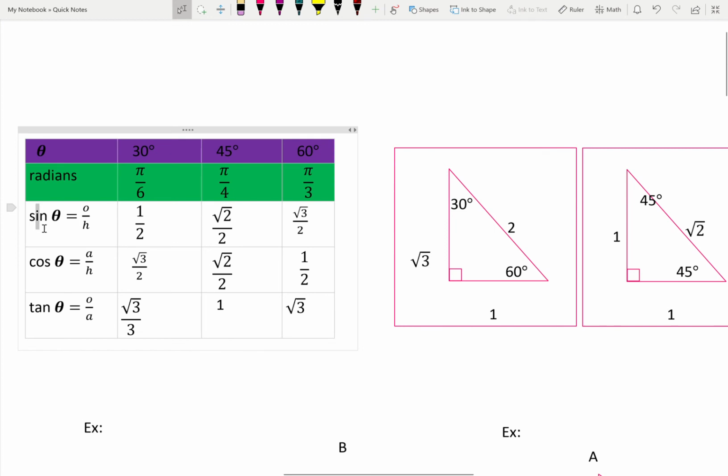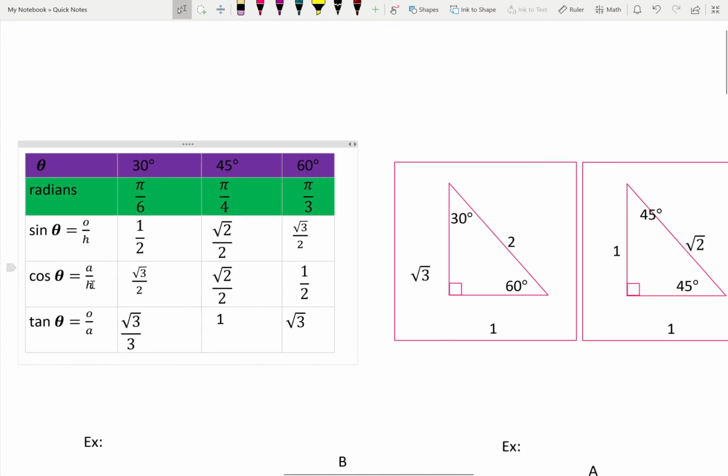So this row right here is saying this: sine of 30 degrees is equal to 1 over 2. Sine of 45 degrees is equal to square root of 2 over 2. Sine of 60 degrees is square root of 3 over 2. And in the following rows, they do the same thing with cosine and tangent. So cosine of 30 degrees is equal to square root of 3 over 2. Cosine of 45 degrees is square root of 2 over 2, and so on and so forth.